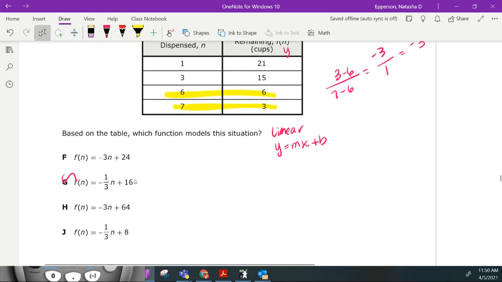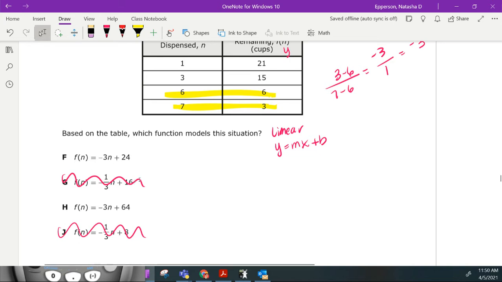So that's going to eliminate G, and that's going to eliminate J. They have a slope of negative 1/3. Be careful, negative 1/3 would be if you switched your x and your y. Okay. Now I need to determine basically my y-intercept.